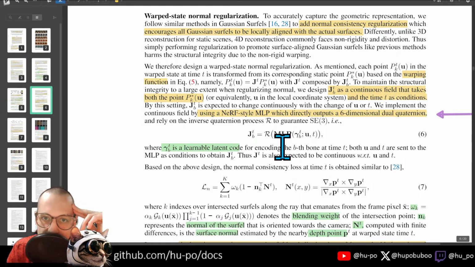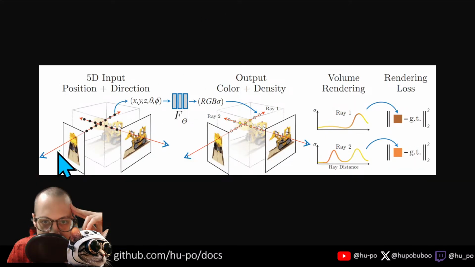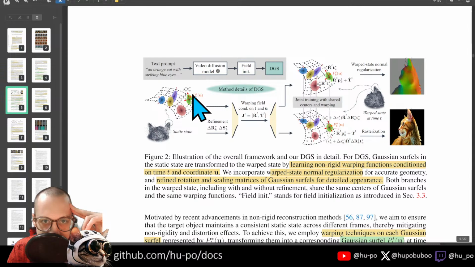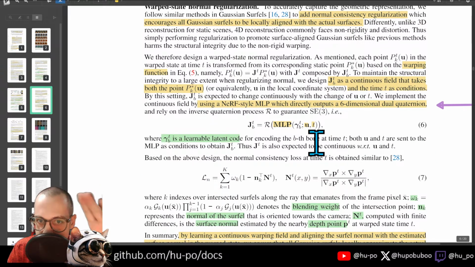Okay. Using a NeRF-style MLP, which directly outputs a 6-dimensional dual quaternion. So here's your little MLP. It's being conditioned on U, which is the point of intersection of your surfel and your ray. So your ray is going through your volume of space. It's intersecting this little surfel. It's giving you some coordinate frame U within the coordinate frame of that little surfel. T is the time coordinate, basically.